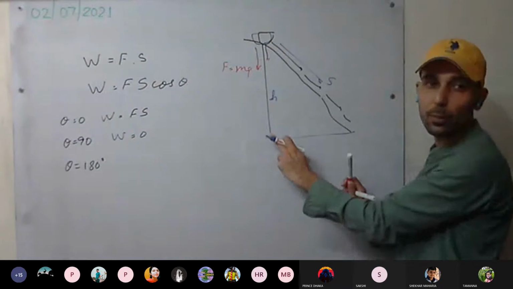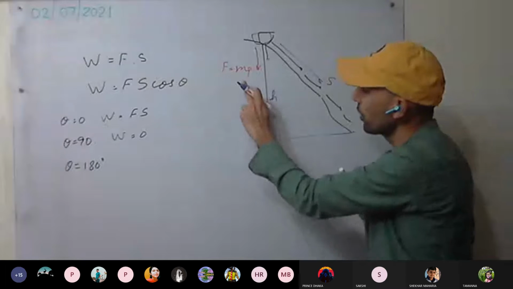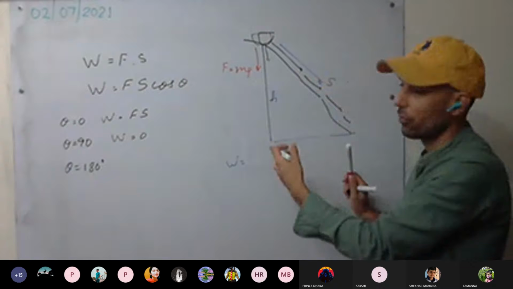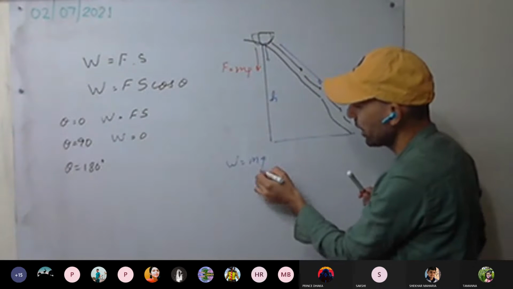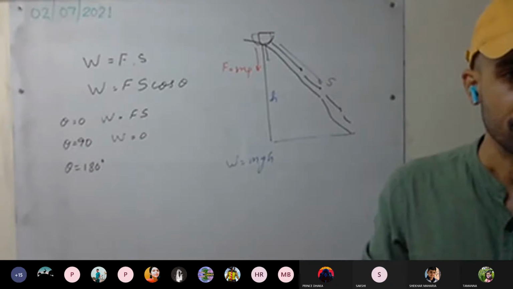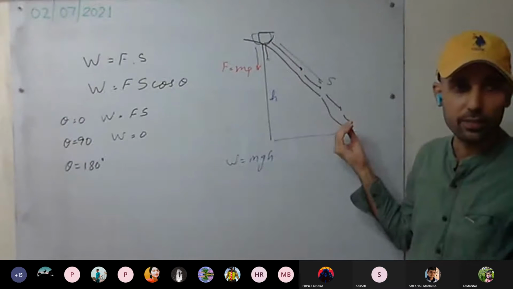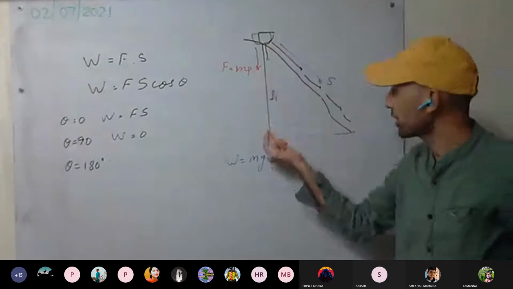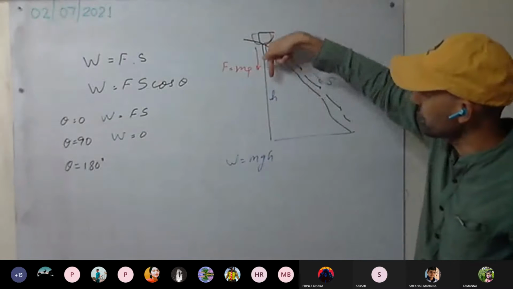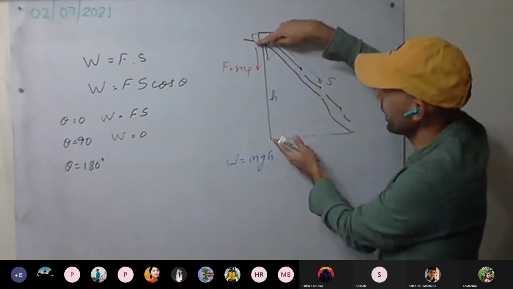How much is the body above the ground? So what will be the work done by the gravitational force? Work done by gravity will be mgh. This will be the amount of work done by gravity. Whether you come by stairs or by slide, the work done will be mgh. That is, we have to take its component in the direction of force, and its component is this h.